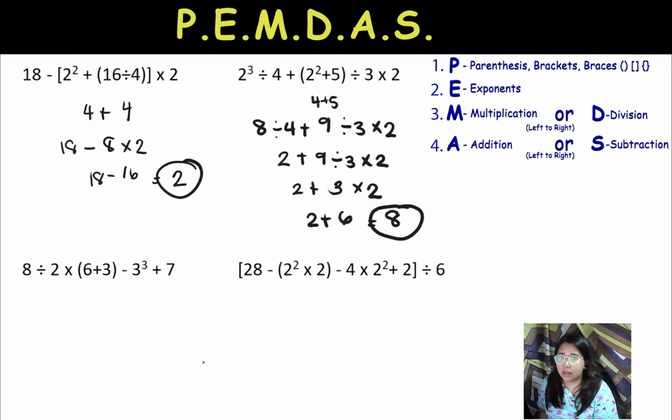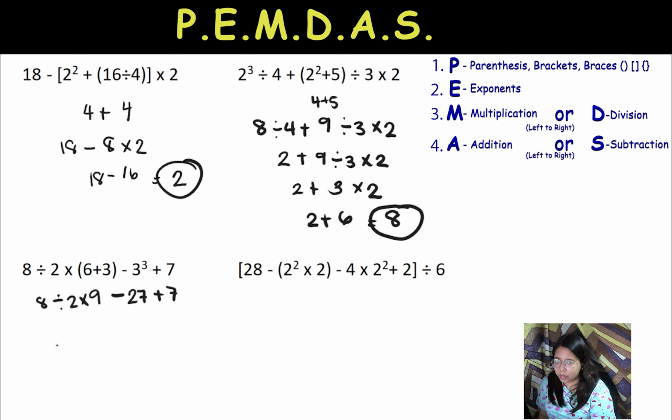Okay, next example, we have 8 divided by 2 times the quantity of 6 plus 3 minus 3 cubed plus 7. Okay. So, according to PEMDAS, unahin natin yung nasa loob ng parentheses, brackets, or braces. In this case, we have 6 plus 3. Okay, so that is equivalent to 9. And then next is exponents. Okay, so we have 3 cubed dito. So 3 cubed is equivalent to 27. Okay. And then kopyahin natin the rest of the equation. Okay, so 8 divided by 2 times 9 minus 27 plus 7.